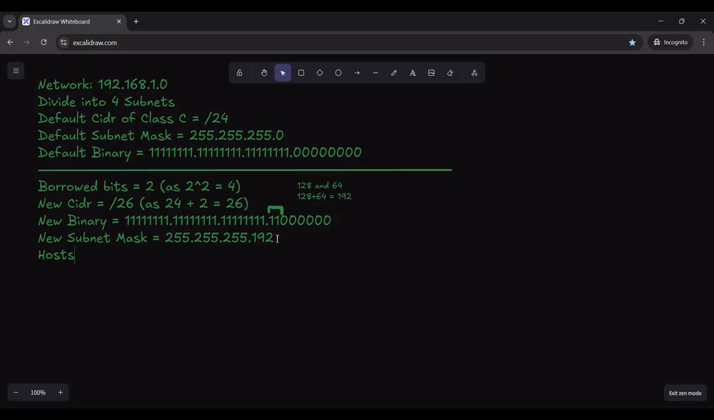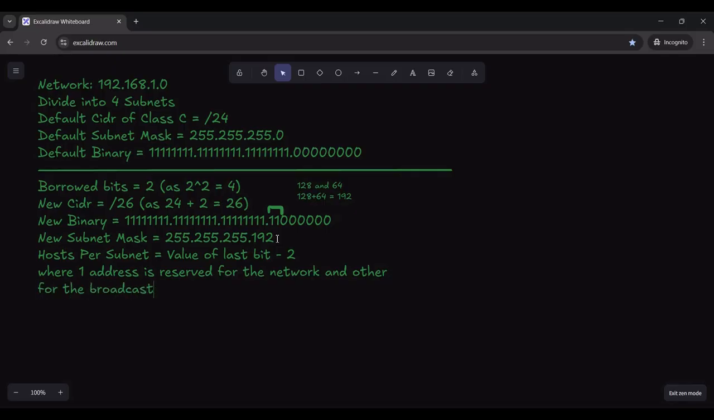Similarly, we can easily calculate how many hosts we are going to have in the subnet. We have to see the value of the last bit. So the last bit which we converted was the second one in the 4th segment of this CIDR notation, and the value of the second digit was 64, as you can see there on the top as well, because 2 raised to power 6 is equal to 64. So we are going to just make -2. This is the general rule, -2. We take out the address of the broadcast and address of the network, which leaves us with 62, which means there must be 62 addresses available in each segment.